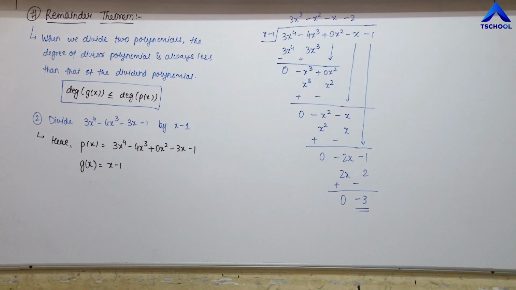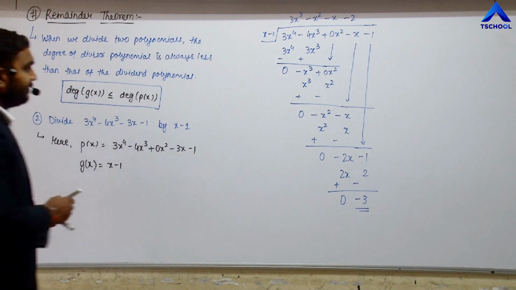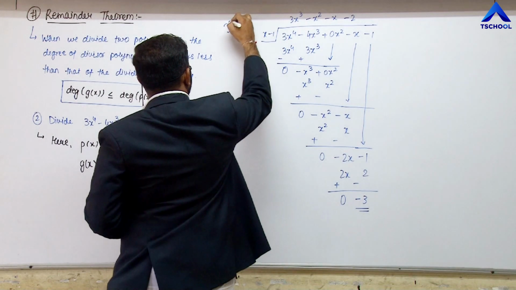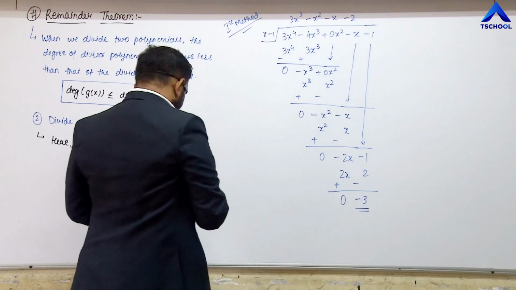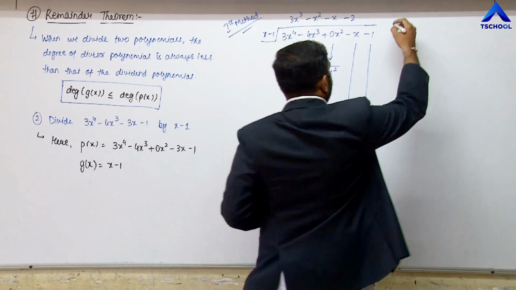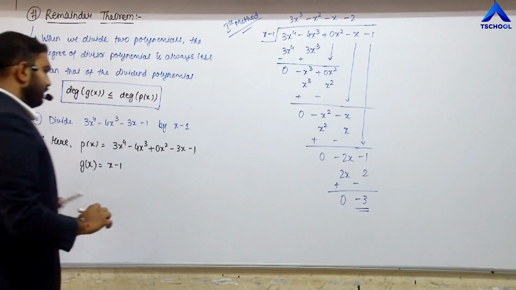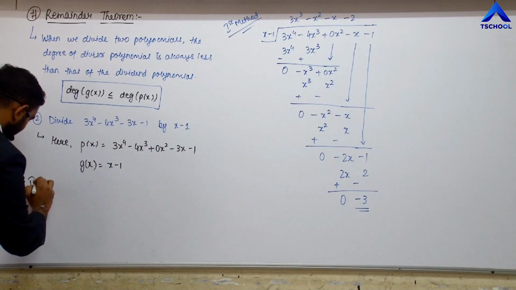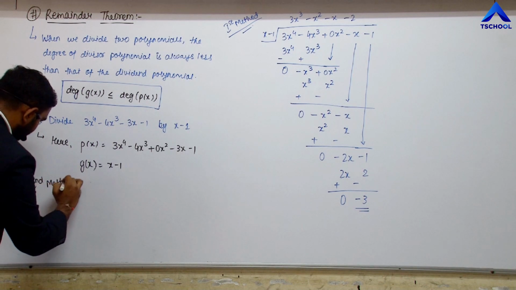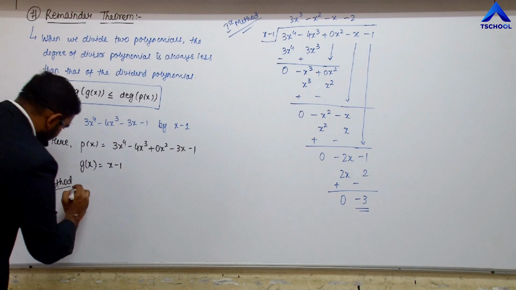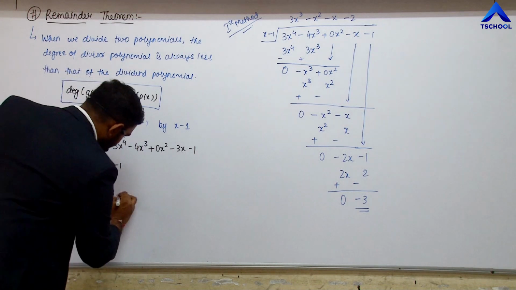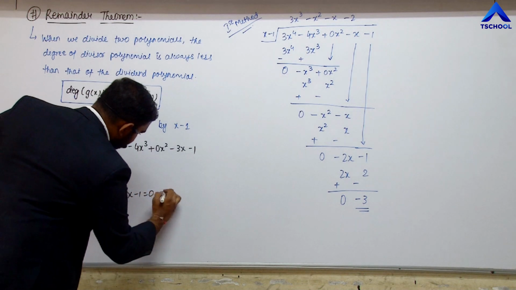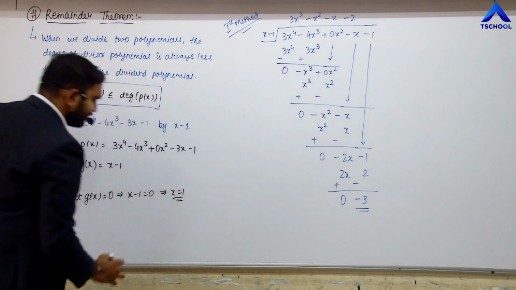Now, what if I find the remainder by another method? So this was the first method, right? For the second method, let me write down here itself at the bottom. Second method. Let g of x equals 0. This implies x minus 1 equals 0, which implies x equals 1.